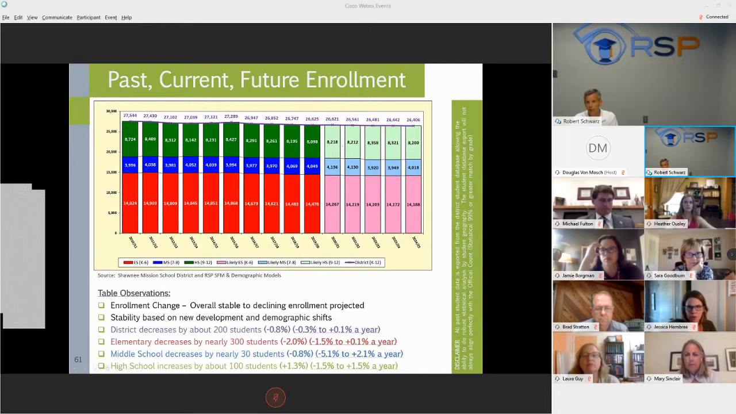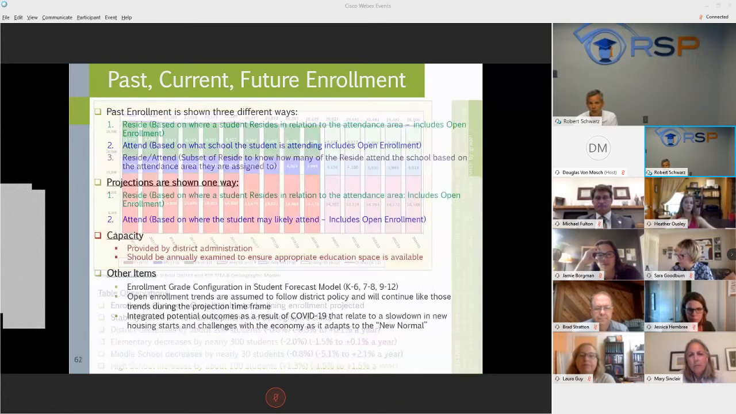green. As we go over the next 5 years, this is the likely RSP projection for the elementary, the junior high, and the high school. So the pink is the elementary, blue is the junior high, green is the high school. As you can see, we're at about 26,600 kids now, maybe going down to about 26,400. And you can see what that breakdown is for each of those grade levels.